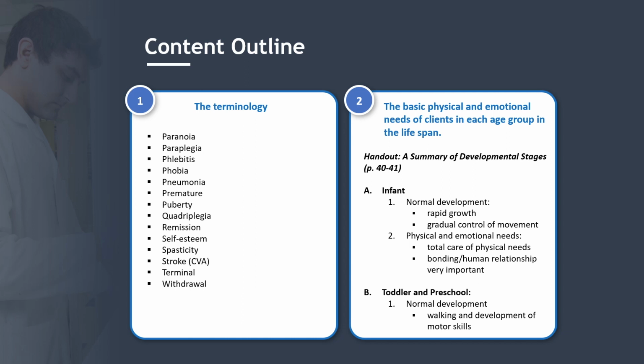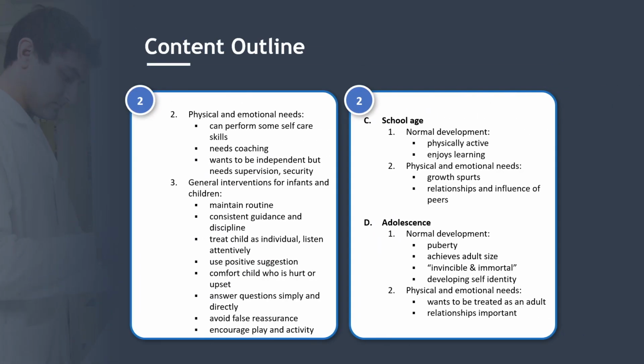A. Infant. Normal development, rapid growth, and gradual control of movement. Physical and emotional needs. Total care of physical needs. Bonding and human relationships are very important. B. Toddler and preschool. Normal development, walking and development of motor skills. Physical and emotional needs. Can perform some self-care skills. Needs coaching. Wants to be independent, but needs supervision and security.